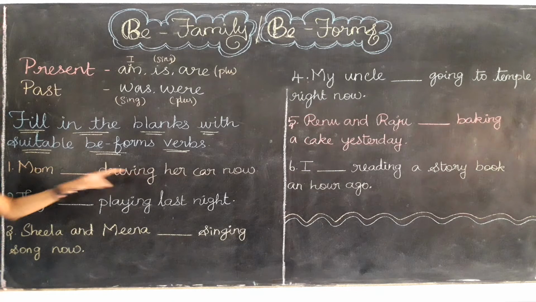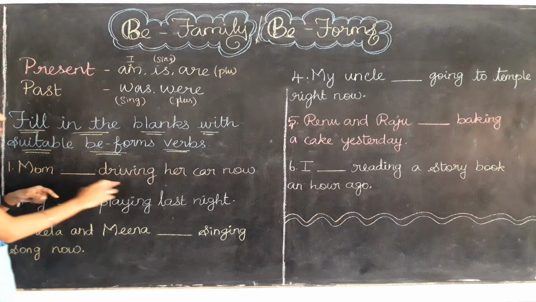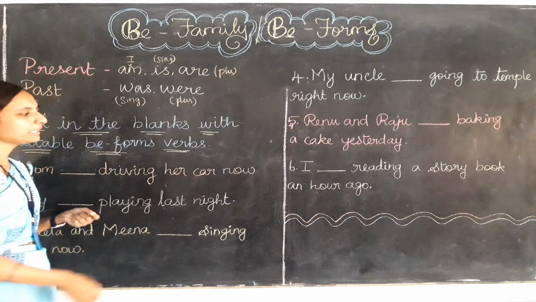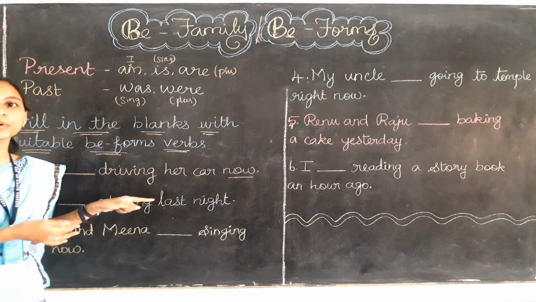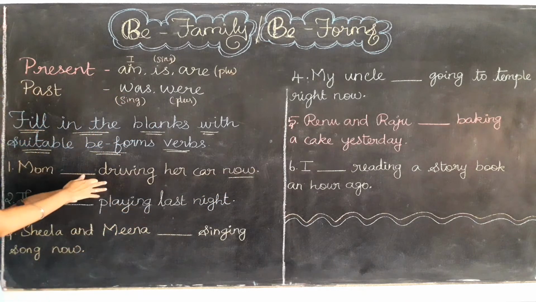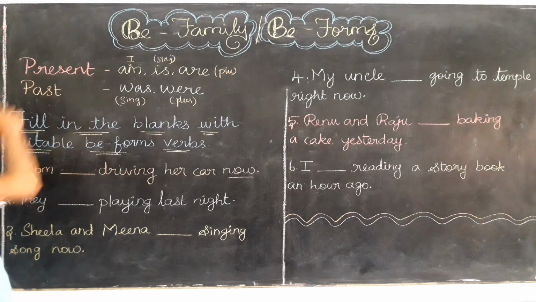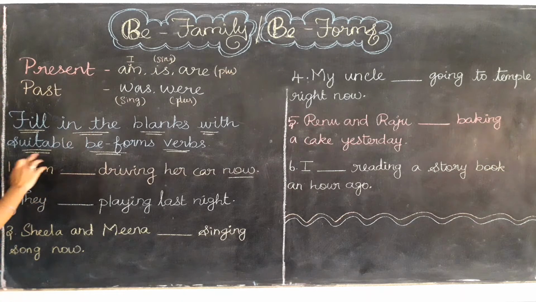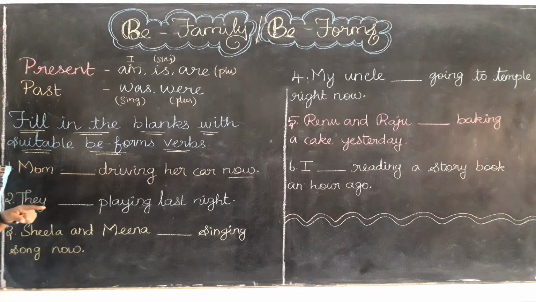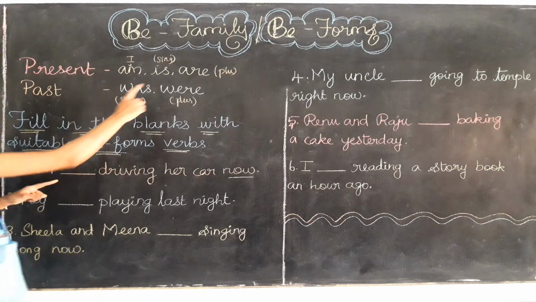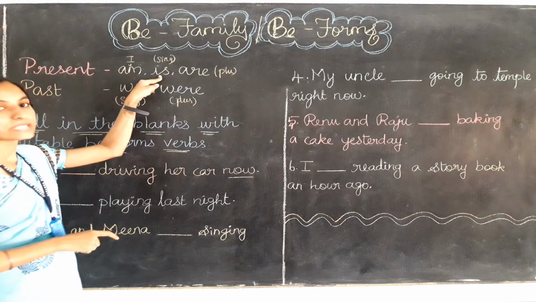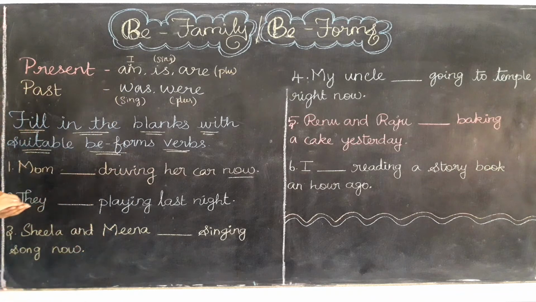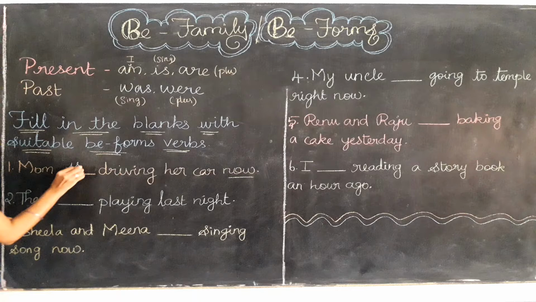Mom dash driving her car now. Here the word now means what, children? Yes, it talks about the present time. Now we have guessed that it talks about the present time, and now we need to look at the subject. The subject is mom. Mom means a single person only. For a single person in the present time, which verb do we need to use? Yes, we need to use is. Then the answer will be is.